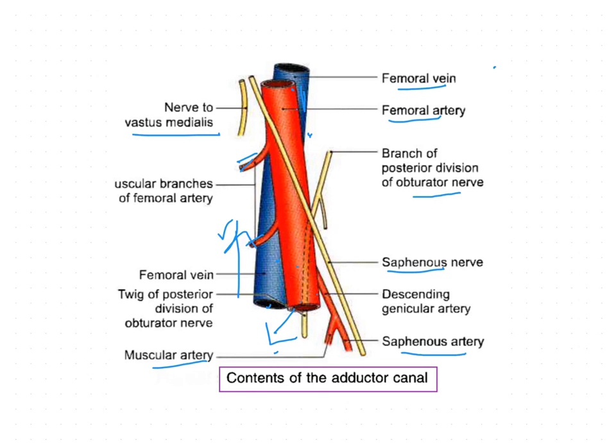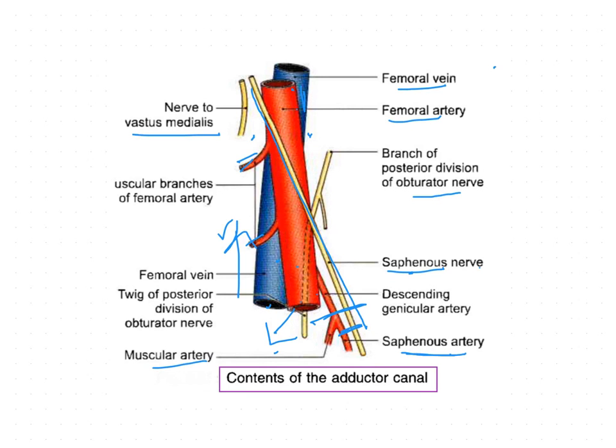Then if you see the saphenous nerve, it crosses the femoral artery anteriorly from lateral to medial side. It leaves the canal with the saphenous artery. So you can see these two come out here, the saphenous nerve and artery, by piercing the fibrous roof. The nerve to vastus medialis lies lateral to the femoral artery and enters the vastus medialis in the upper part of the canal.